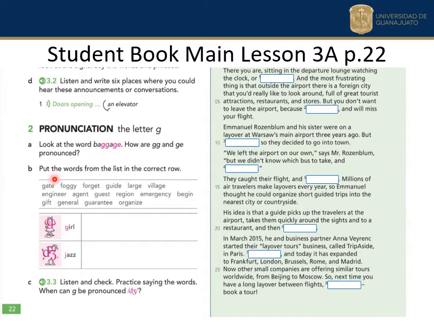Entonces lo que van a hacer aquí es leer estas palabras que tienen aquí en la parte B. Y primero ustedes practiquen cuál creen que sea el sonido. El primero como en girl o el segundo como en jazz. Ok, las van a escribir en esta tablita, perdón. Y después van a escuchar el audio 3.3 para que revisen si estuvieron bien en la pronunciación.